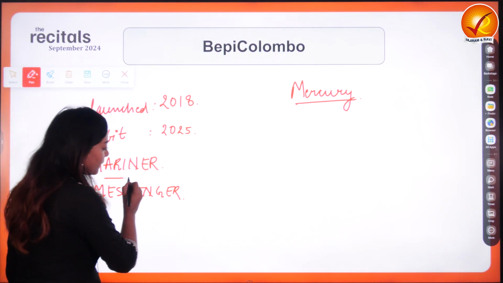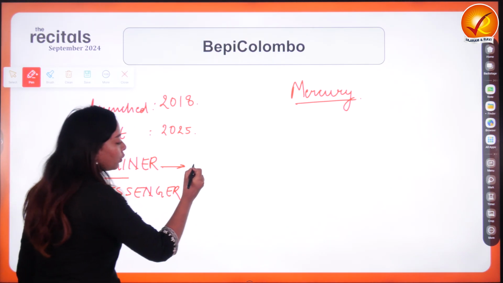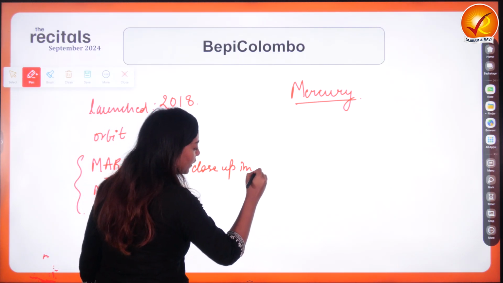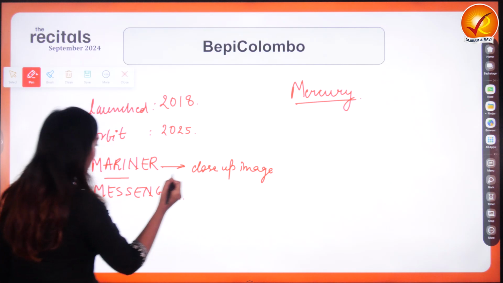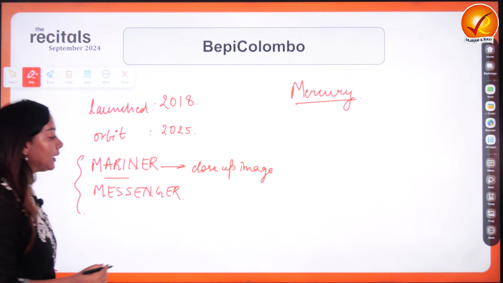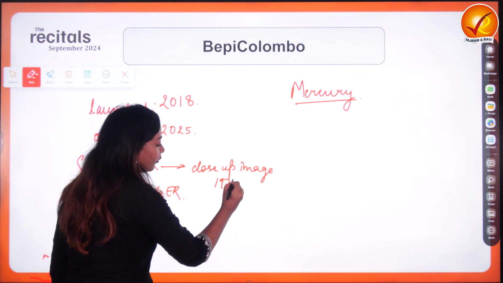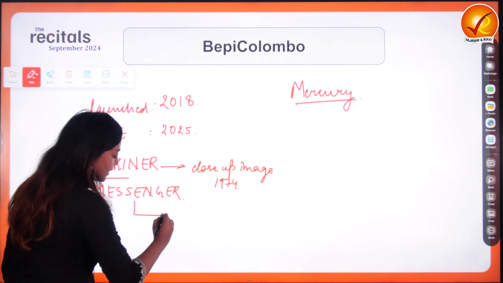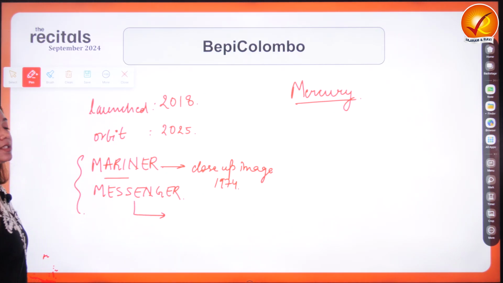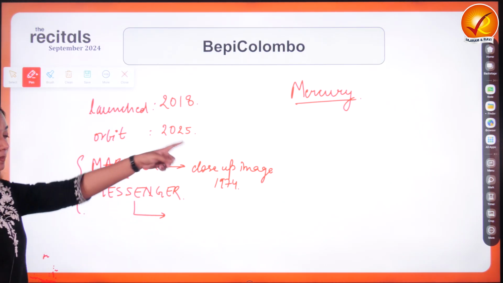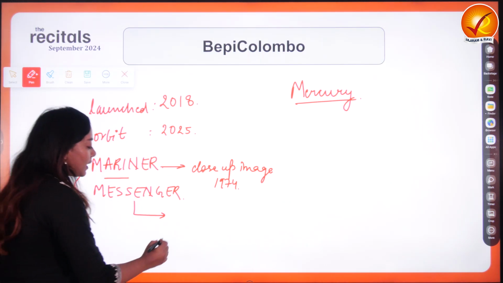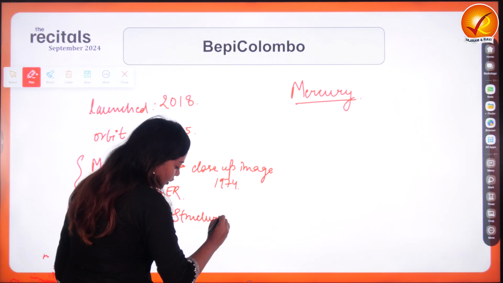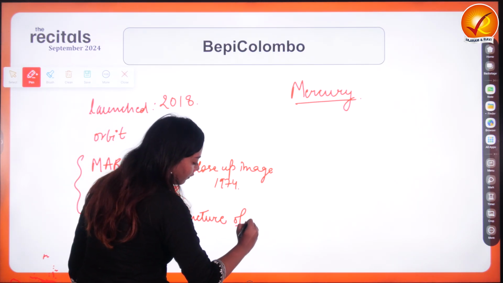What were the achievements of Mariner? For the first time, we got to see close-up images of Mercury with the help of Mariner. In which year was it launched? In the year 1974 it was launched. And the Messenger mission gave us this very unique information that I shall be telling you, basically the revelation of the very unique structure of Mercury.